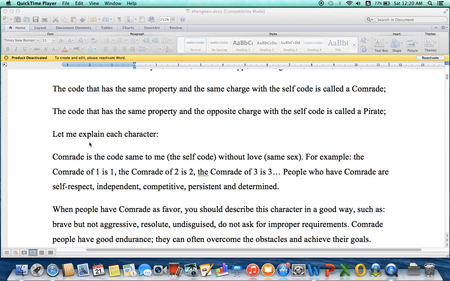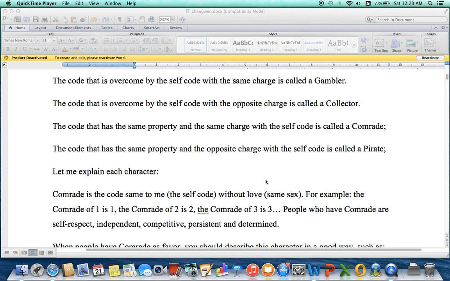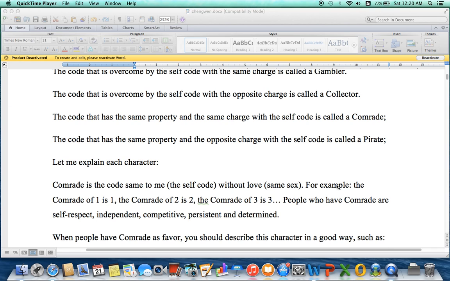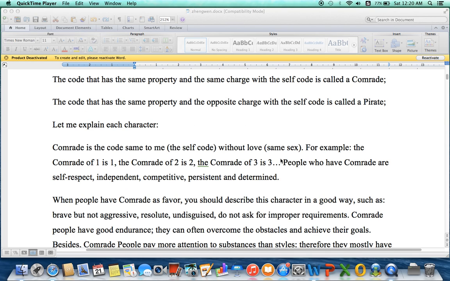Okay, based on the characters you have, you can give a prediction of a person's personality. For example, if you have a comrade, comrade is the same code, same sex without love. Same sex means yin to yin and yang to yang, because yin and yang attract each other; that's called with love. For example, the comrade of 1 is 1, the comrade of 2 is 2, the comrade of 3 is 3. That's all decimal.